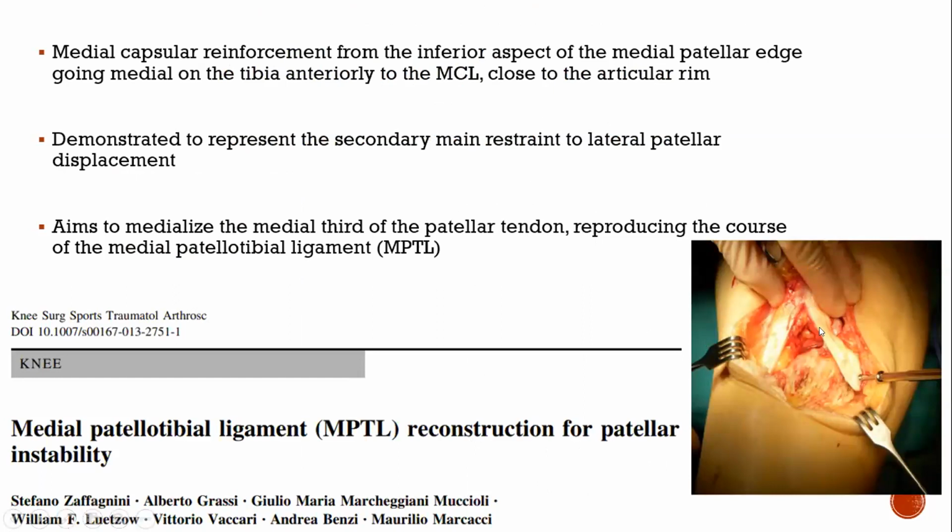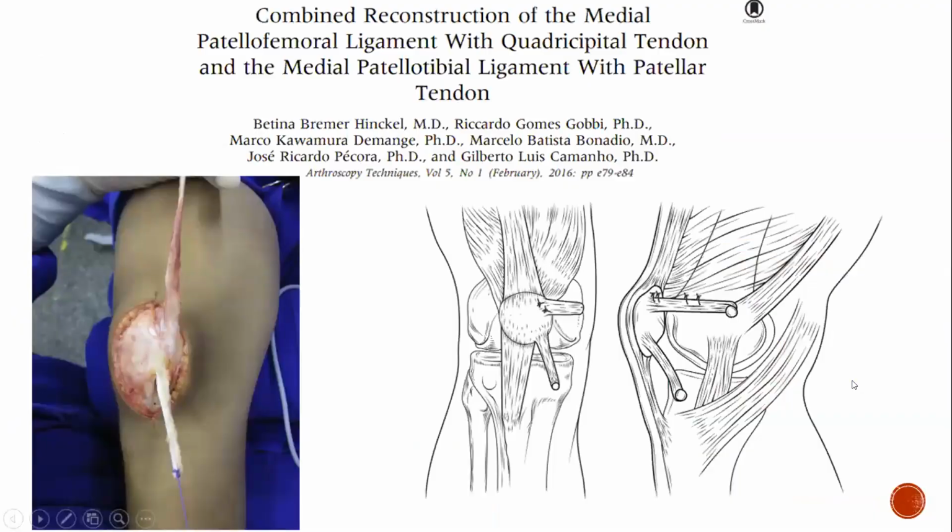This is by Zaffagnini et al. The patellar tendon is split, keeping the patellar attachment intact, and it has been fixed on the anterior medial aspect of the tibia, just anterior to the MCL. This is another procedure by Henkel et al., where they used the quadriceps tendon for MPFL reconstruction and the patellar tendon for MPTL reconstruction. The principle is they turned down and used the quadriceps tendon for MPFL reconstruction and the patellar tendon for MPTL reconstruction.